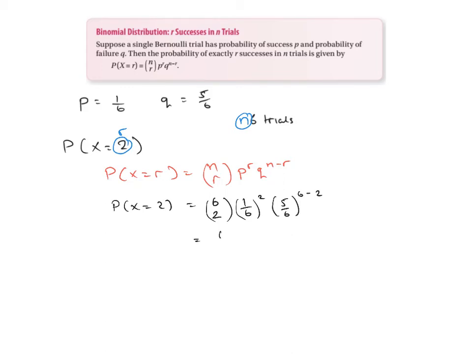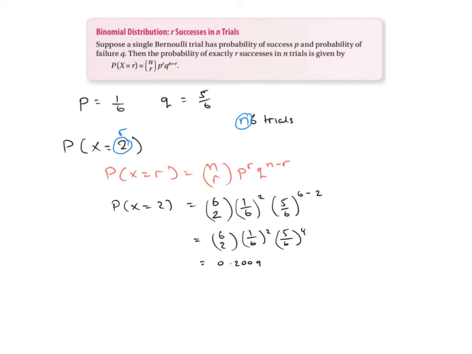If I work that out, I get 6 choose 2, I get 1/6 squared, and I get 5/6 to the power of 4. Notice, guys, you'll know if you've got this right. My r will always go on to the top here, and the 2 and the 4, which are the indices, will always make the 6 here. You then get your calculator out and work out what that's going to be. In this particular one, it's 0.2009 to 4 decimal places.